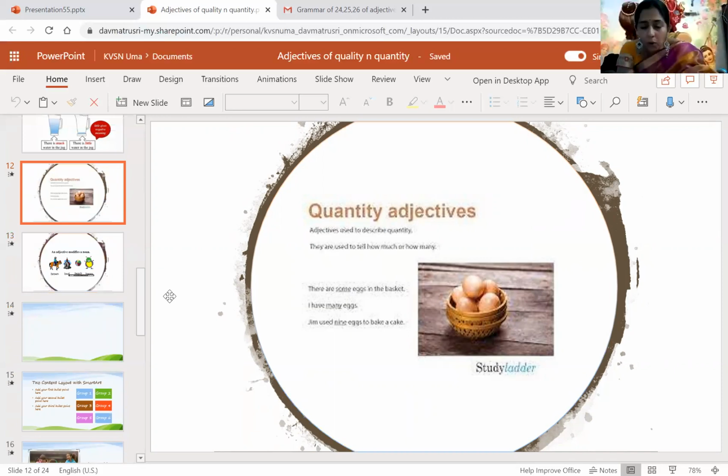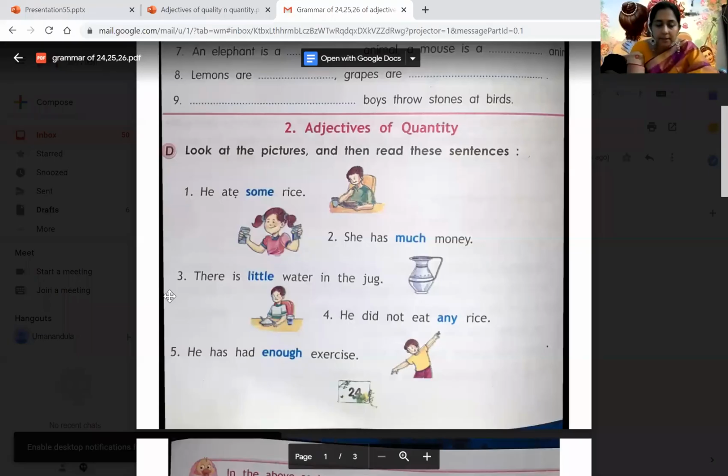Now we will go to the textbook part. If you open page number 24, I think. You open the textbook page number 24. Yes. Adjectives of quantity. Look at the pictures and then read these sentences. You see the pictures there. He ate some rice. She has much money. There is little water in the jug. He did not eat any rice. He has had enough exercise.